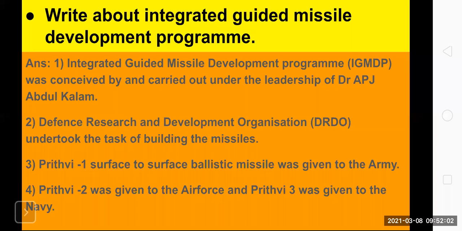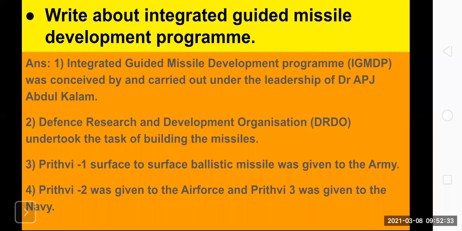Third one, Prithvi 1, because we are discussing about integrated guided missiles. Now we are writing about the missiles, that is Prithvi 1, a surface to surface ballistic missile, was given to the army. Number 2, Prithvi 2. Now, missile Prithvi 2 was given to the Air Force, and Prithvi 3 was given to the Navy.